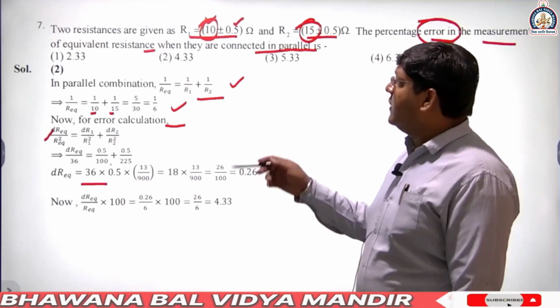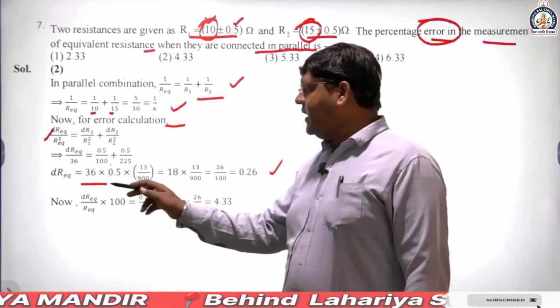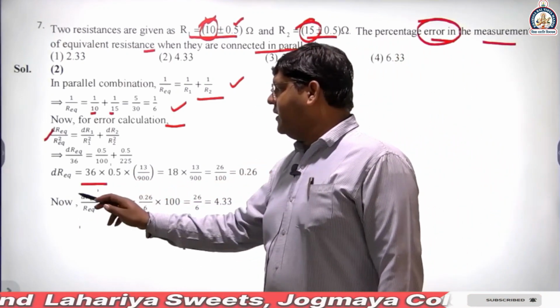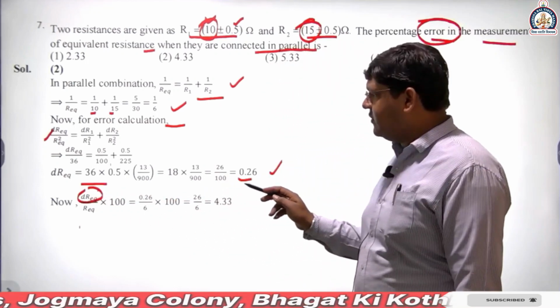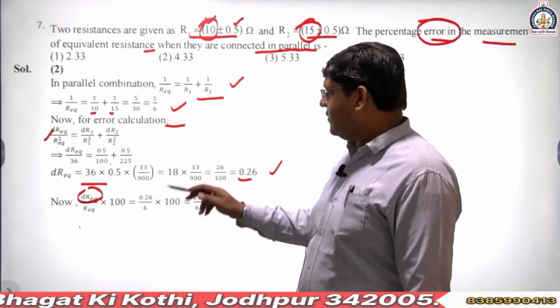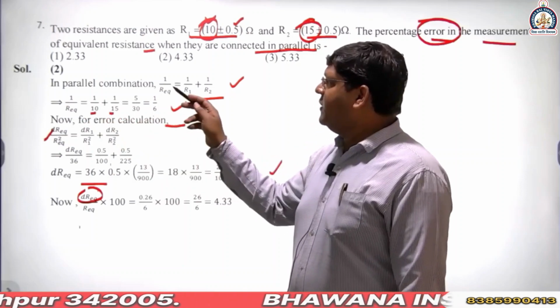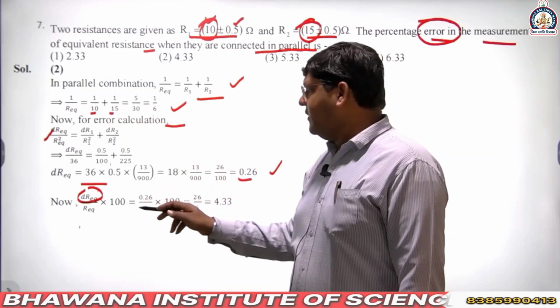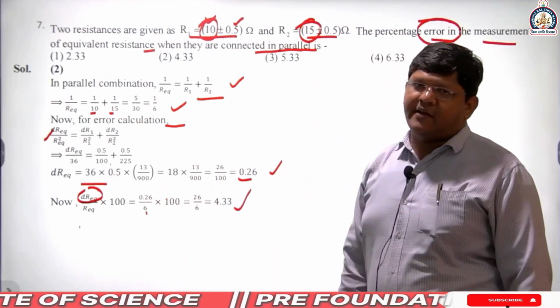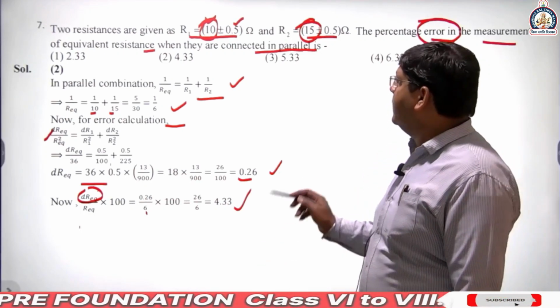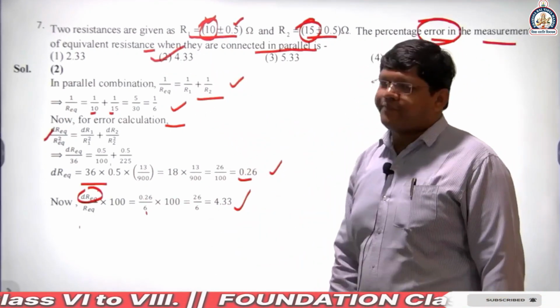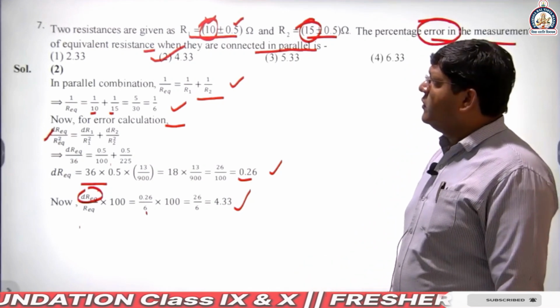Now we have to calculate the value of error. So dR equivalent upon R equivalent into 100. dR equivalent is 0.26 upon R equivalent is 6, because 1 upon R equivalent is equal to 1 upon 6. That means R equivalent is equal to 6. Solving, we get error as 4.33. That is our required option number B. Okay, moving to the next part.